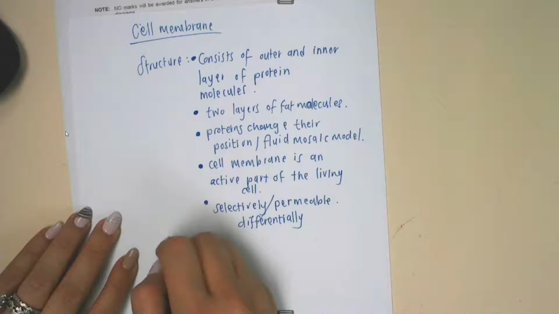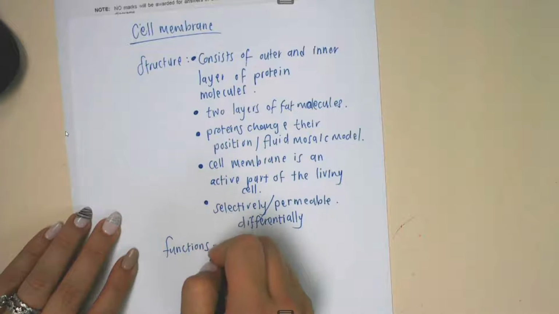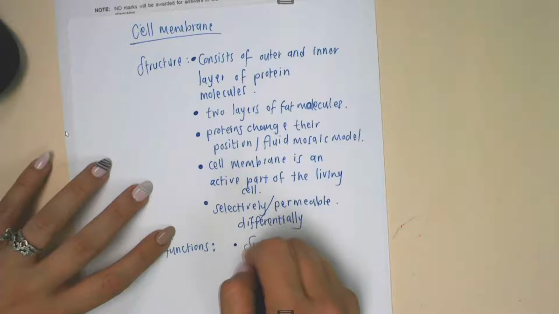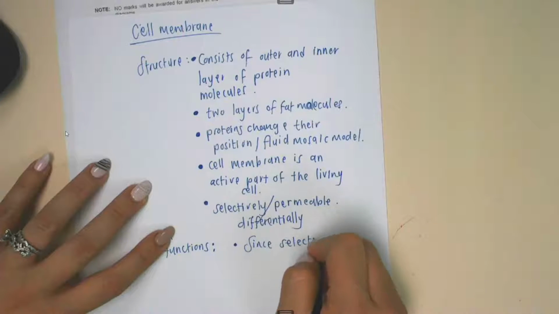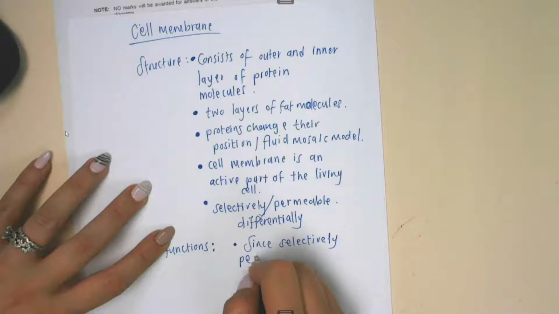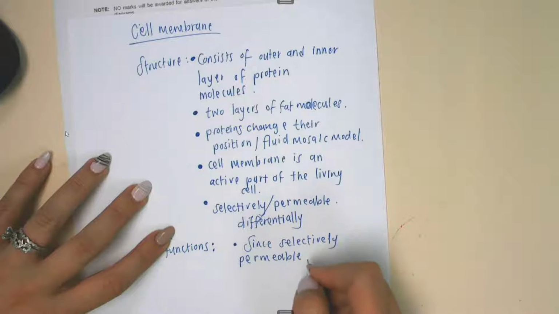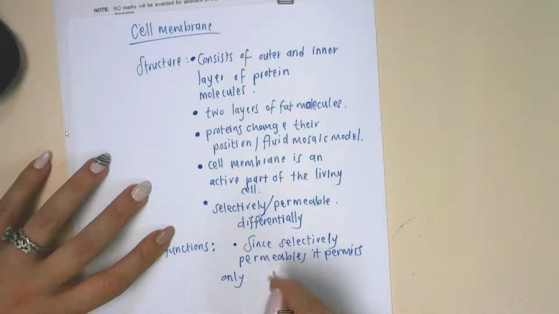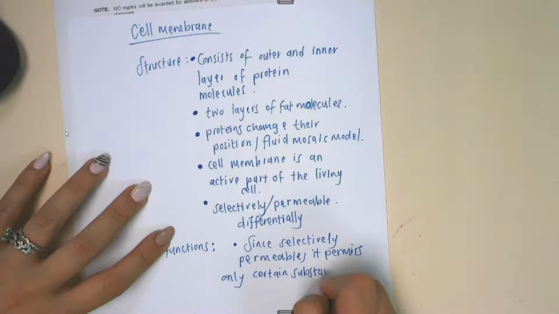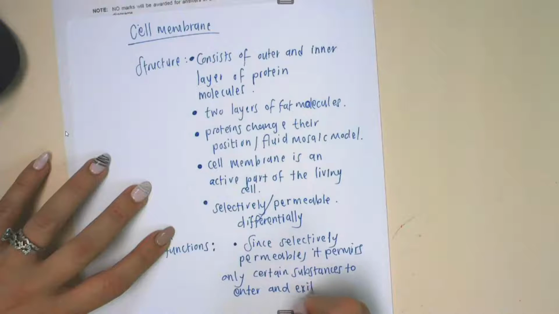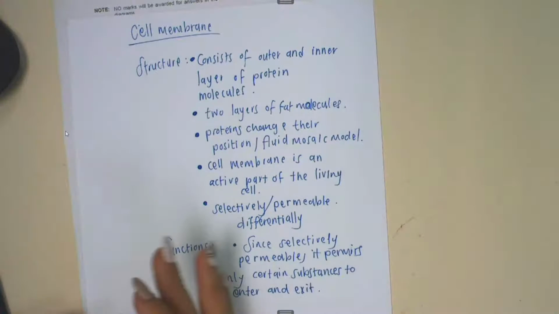Then the functions of the cell membrane is that, since it is selectively or differentially permeable, it doesn't matter which one you choose, it permits only certain substances to enter and exit. So it's only going to allow certain things to enter and exit.